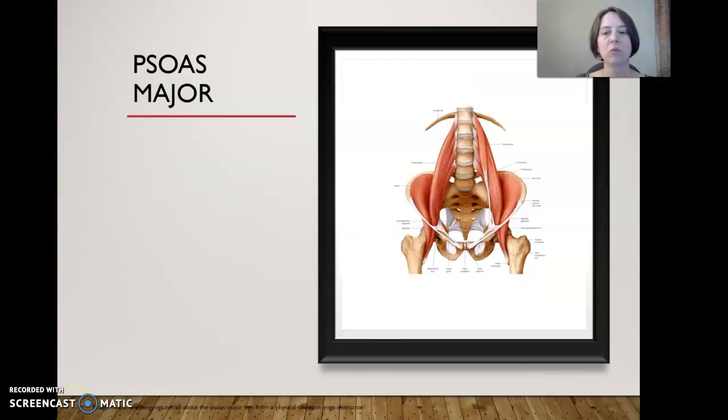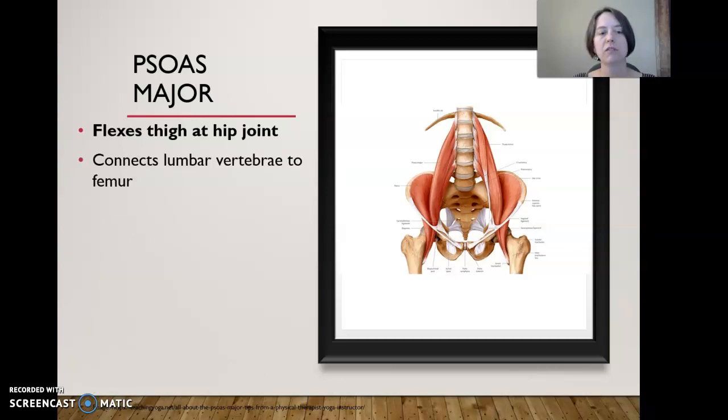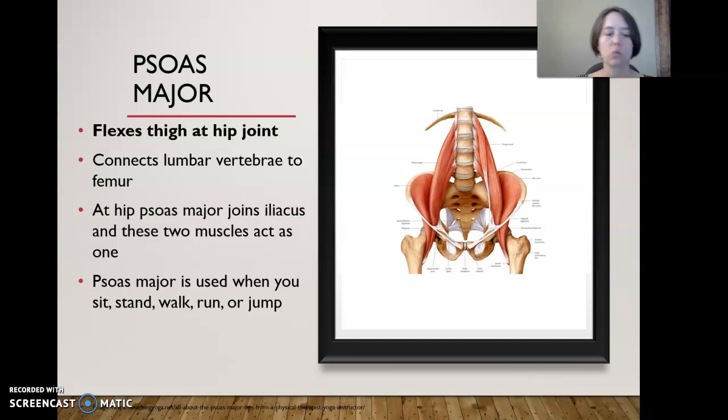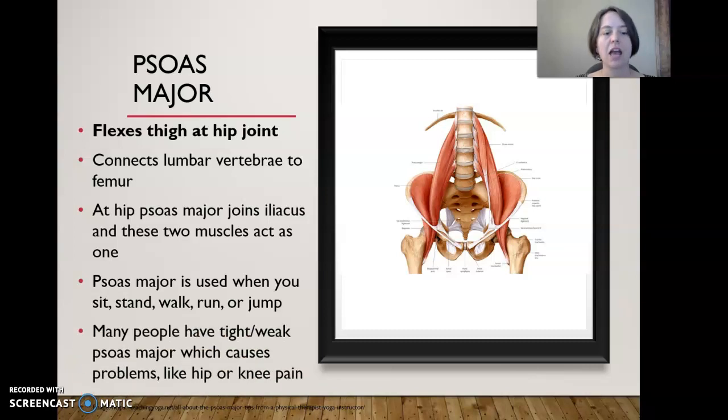Okay, going back up, we're going to look at the psoas major. It flexes the thigh at the hip joint, and it connects the lumbar vertebrae to the femur. And at the hip, the psoas major joins the iliacus, and these two muscles act as one. The psoas major is used when you sit, stand, walk, run, jump. And many people have tight or weak psoas major muscles, which causes problems like hip or knee pain.